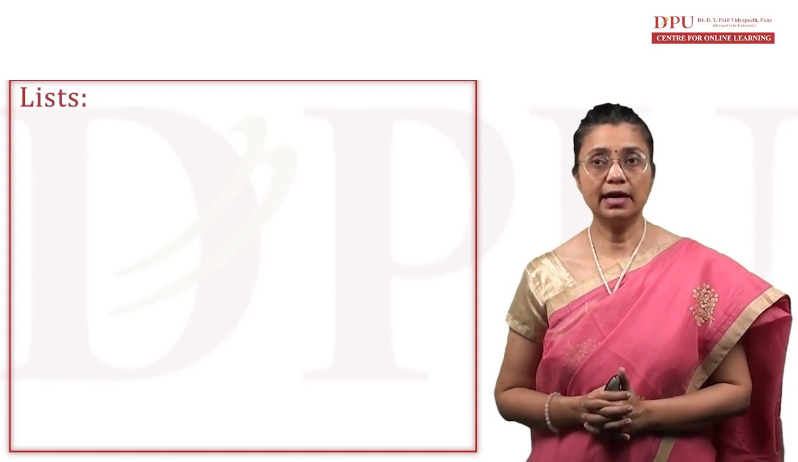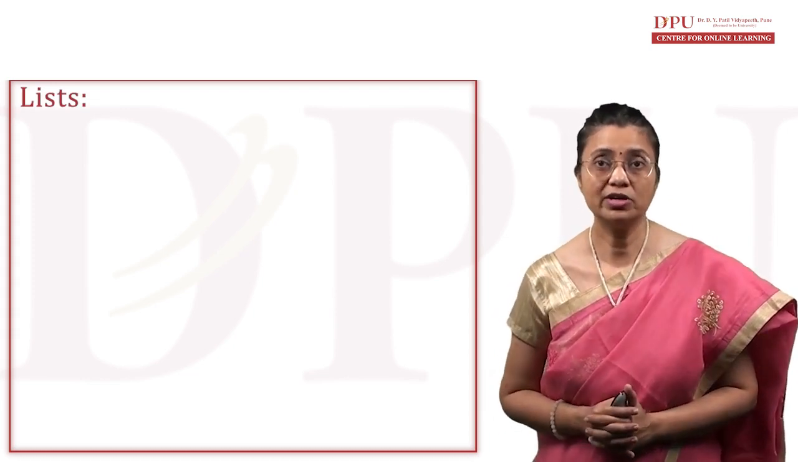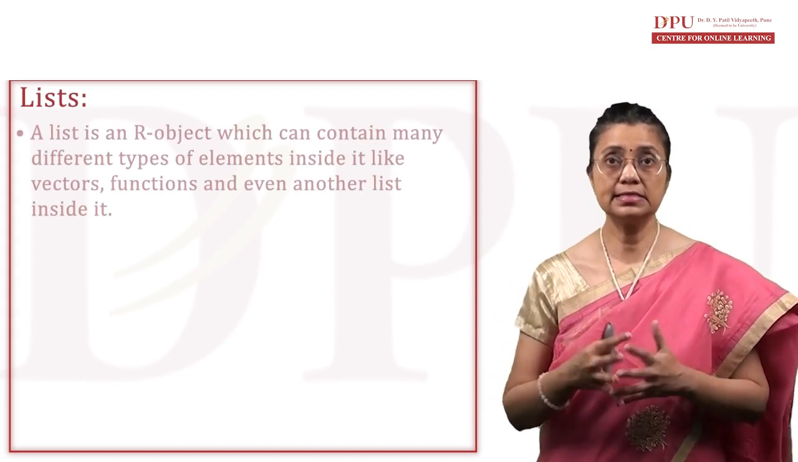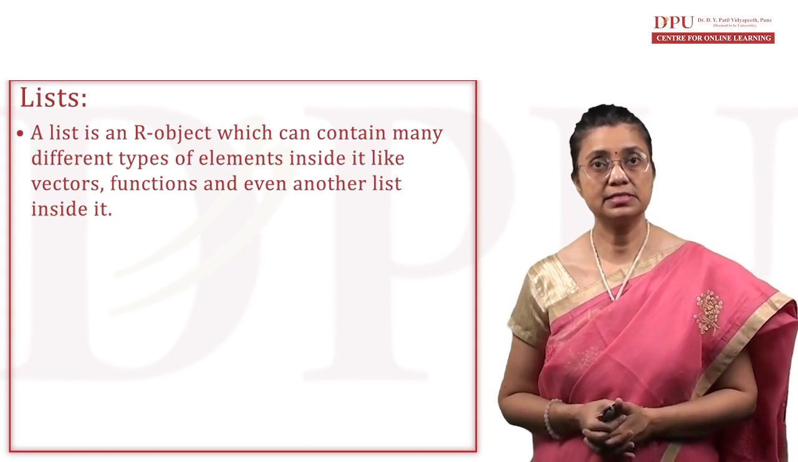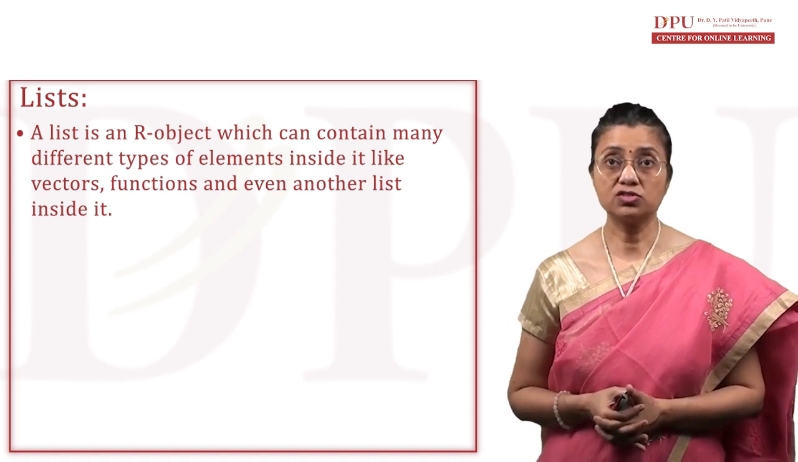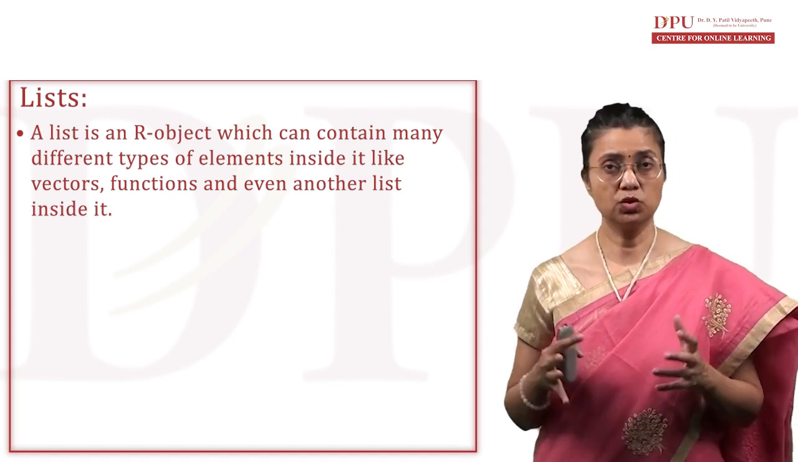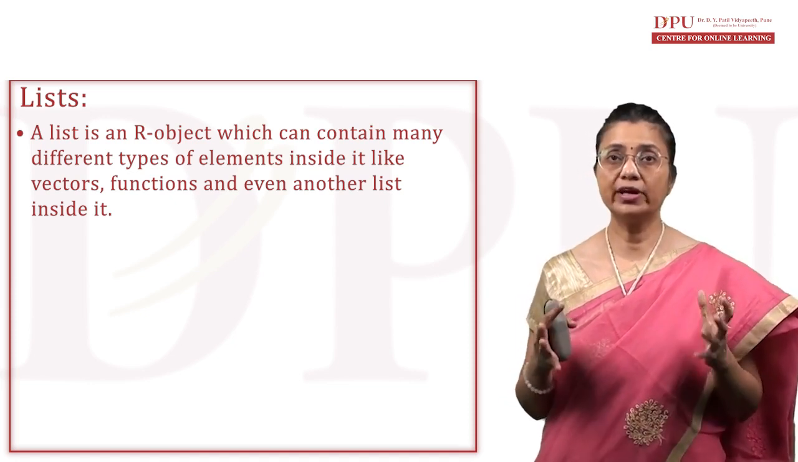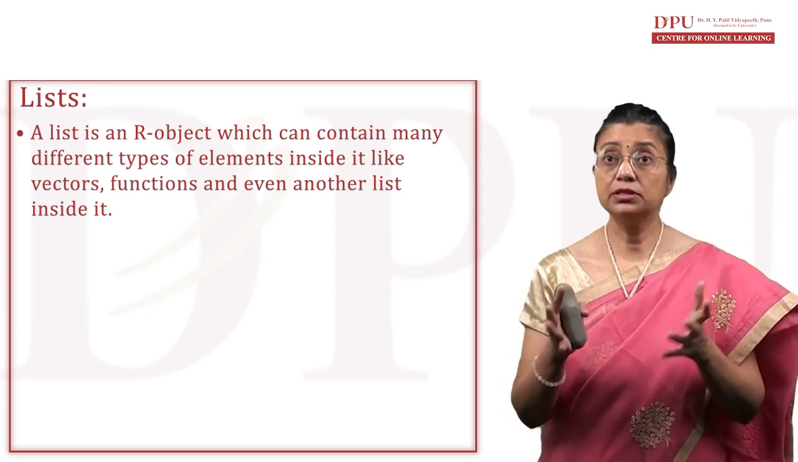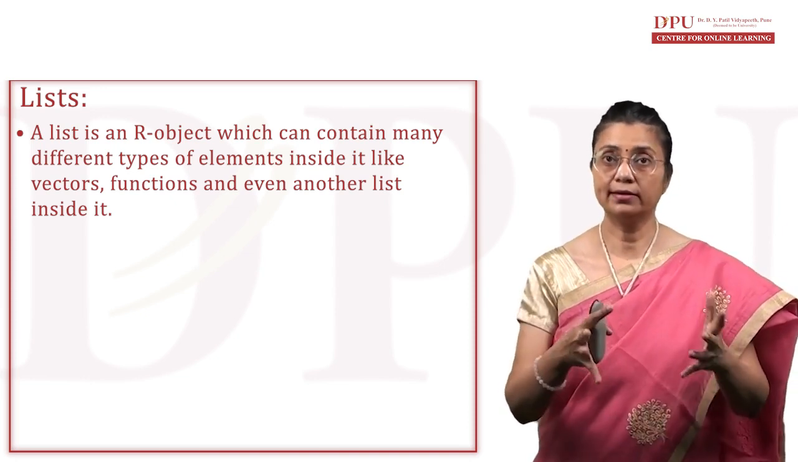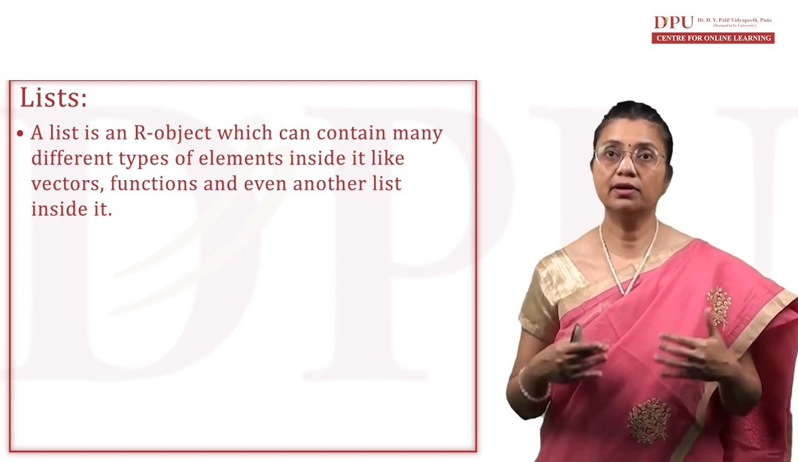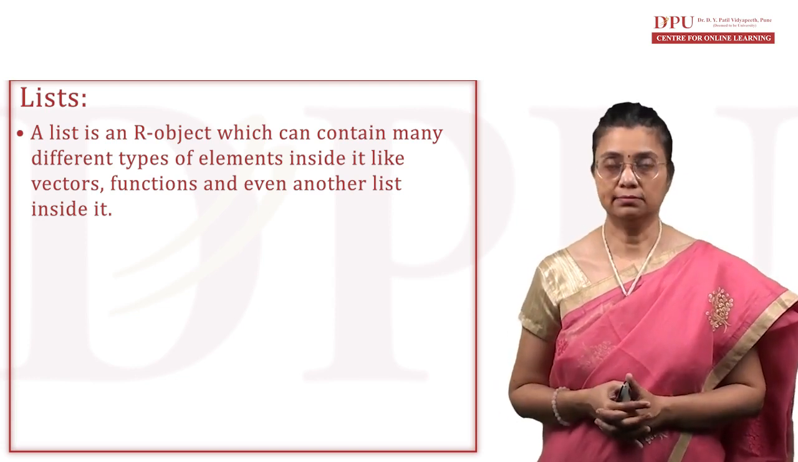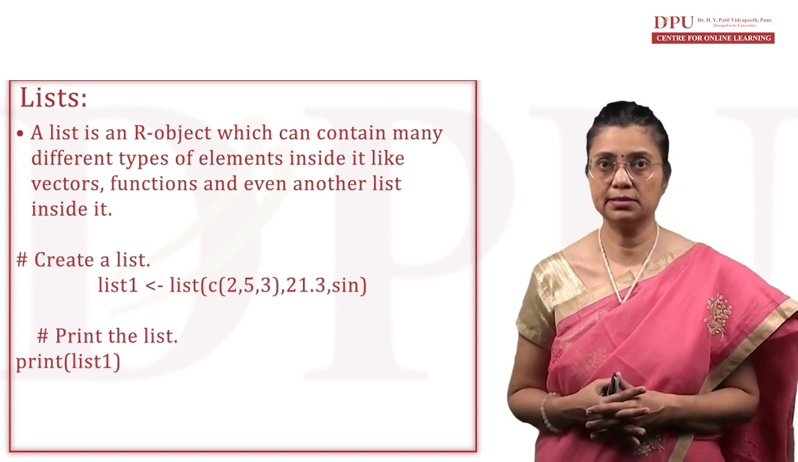List. Now let's understand the concept of list and how we can work on it. A list is an R object which contains many different types of elements inside, like vectors, functions, and even another list. So basically, a list is a very robust R object, and within a list, I can have a complete vector, I can have a function, and I can even have a list inside it. Let's have a look at this example and understand.